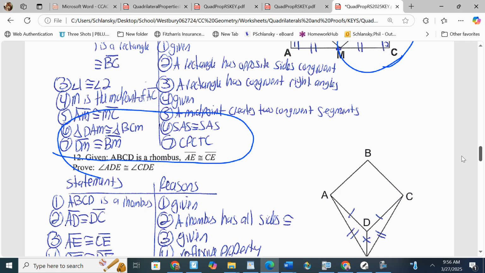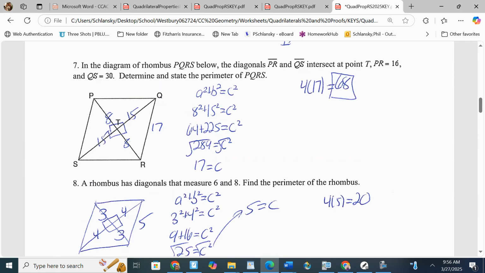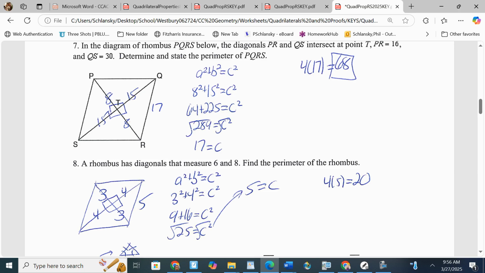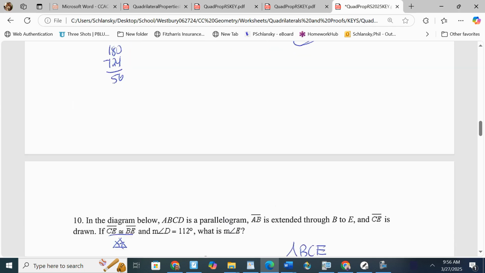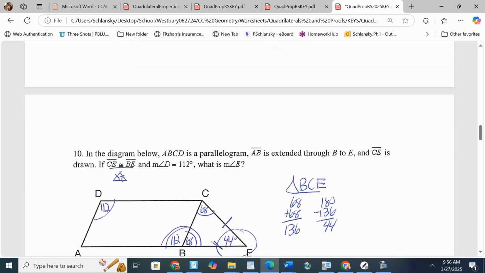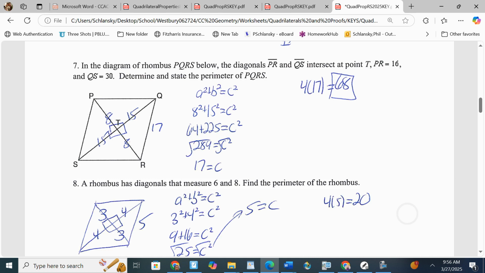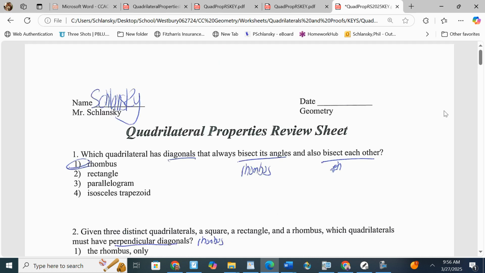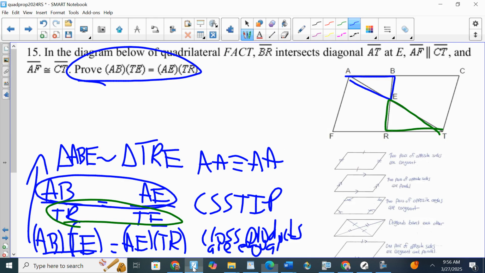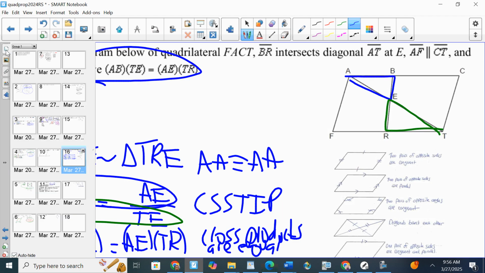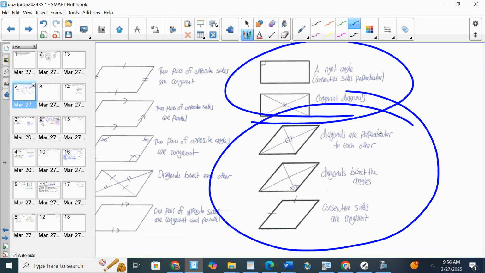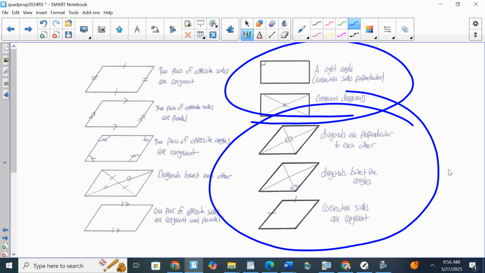If you don't know your properties, this test is going to be a complete disaster because almost every question requires you to know your properties, except maybe number 7 and 8, and maybe 9 and 10 you can kind of get away with without 100% knowing all your properties. Know your properties. Here they are again. And if you don't, then it's just more questions you're not going to be able to get correct.